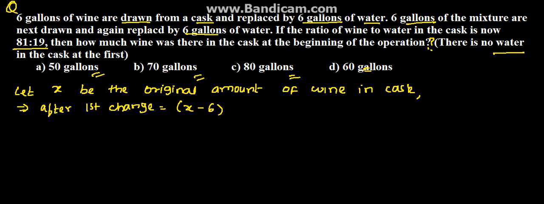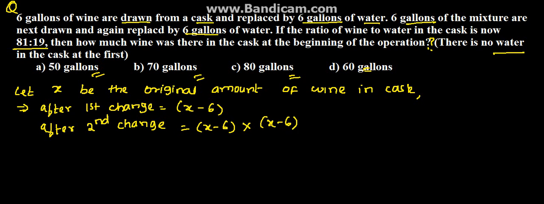And the amount of wine after the second change will be (X minus 6) into (X minus 6) upon X, because 6 gallons of the mixture are next drawn and again replaced by 6 gallons of water. So it comes to (X minus 6) square upon X. Sorry, here it is X, so here also X.